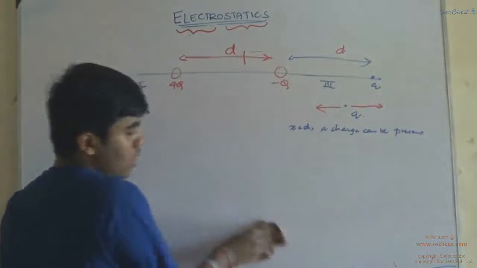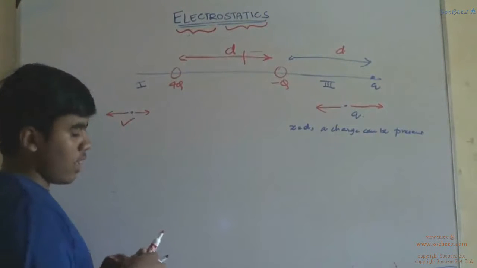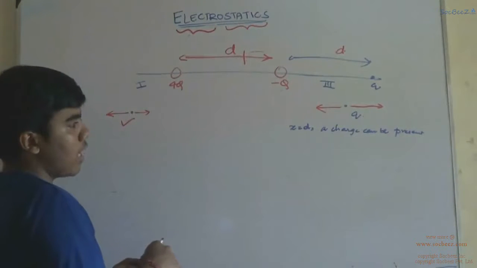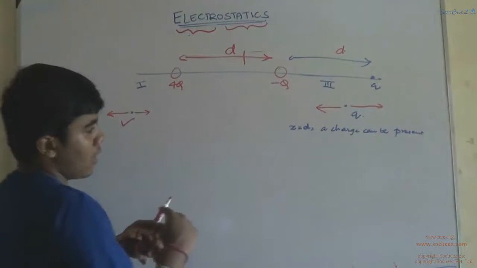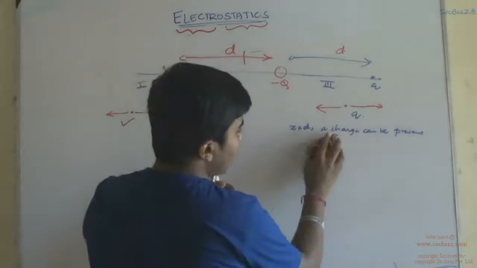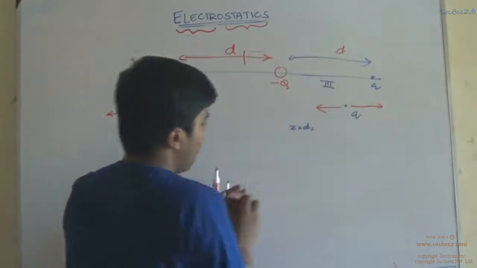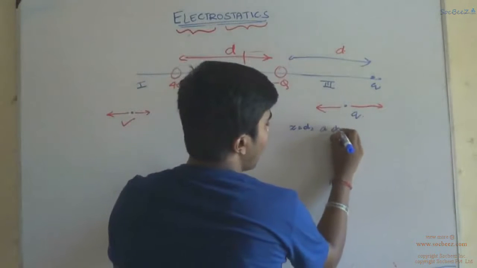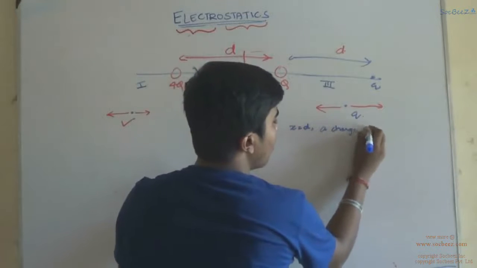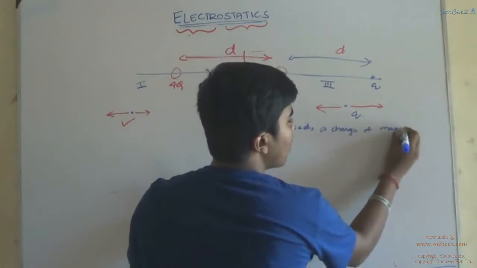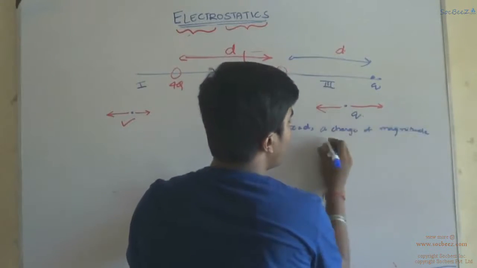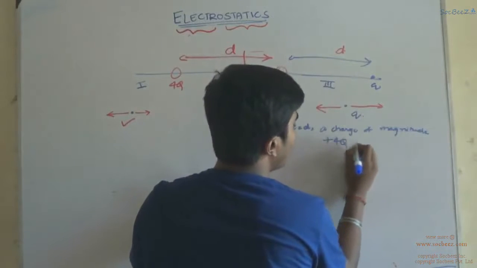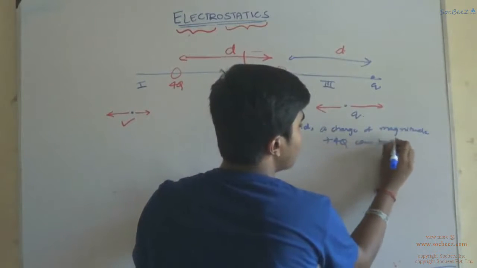It is very important in JEE to always analyze your answers. Whenever you get an answer, go back, put the answer in your question again and check it. So one conclusion which we draw is, at x equal to d, a charge of magnitude plus 4q can be present.